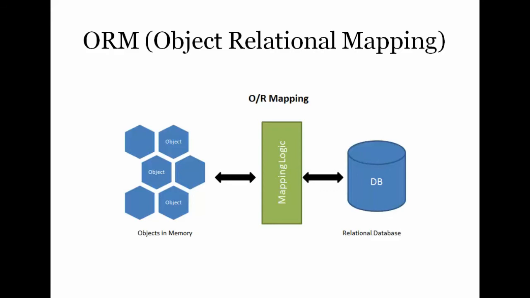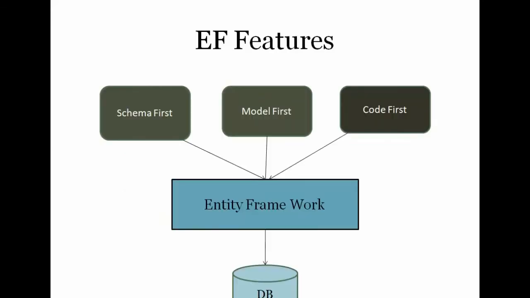Now let's talk about the features of Entity Framework. Basically, there are three major approaches to use Entity Framework in your application. The first one is the schema first approach, the second one is the model first approach, and the third one is known as the code first approach. In the schema first approach, you can add the existing database, take the tables from the database, and create the classes from those tables.